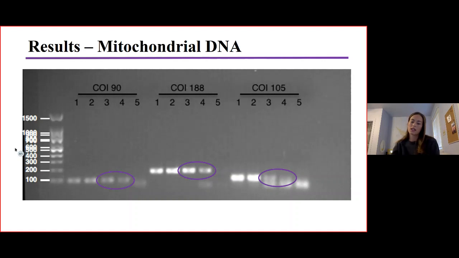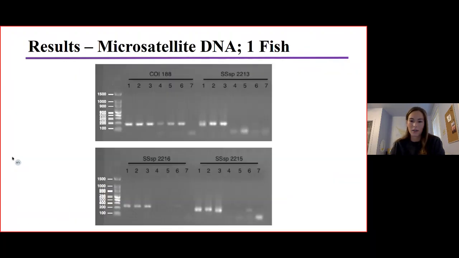So just showing that it was pretty reliable to use the mitochondrial DNA whenever extracting that from the water samples. And going forward, I used this mitochondrial marker to represent just a positive control to confirm whenever I was looking for my microsatellite primers or microsatellite genes.